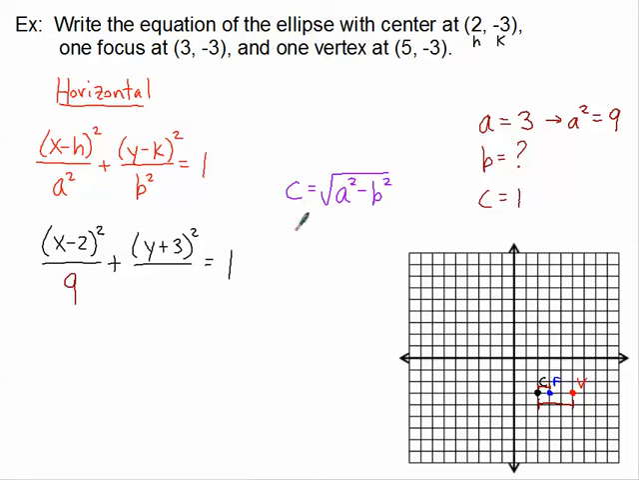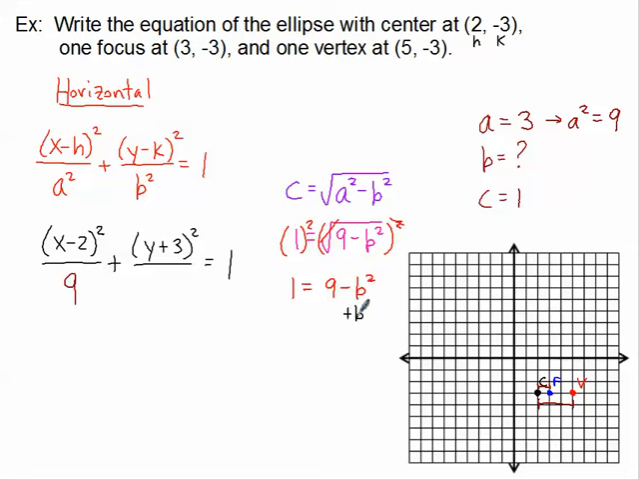C is the value of 1, so there it is. A squared, we already said, was 9. B squared, of course, is b squared until we know what it is. So let's go ahead and square. I need to get into the b squared, which is underneath the square root. So I'm going to square both sides. 1 squared becomes 1. The square root and the square cancel out, leaving 9 minus b squared.